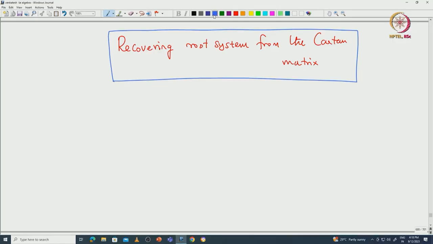Welcome back, everyone. In this lecture, I'm going to tell you algorithmically how to recover a given root system from its Cartan matrix. In the last lecture, we proved that Cartan matrices determine root systems uniquely up to isomorphism. So we will also see algorithmically how one can actually recover the root systems. Let us fix some notation and then continue.